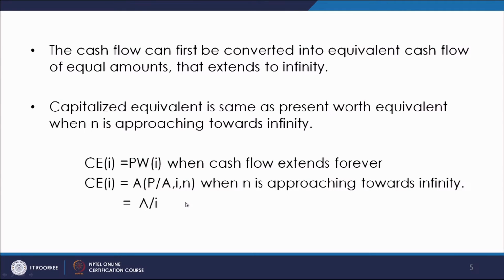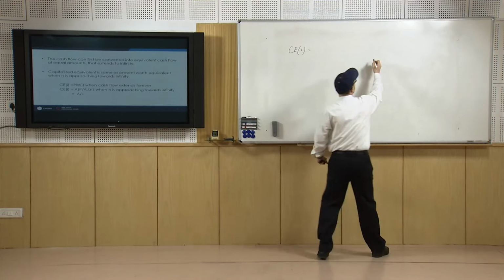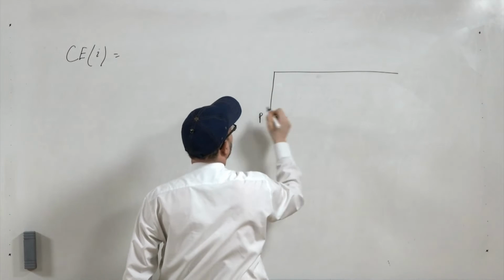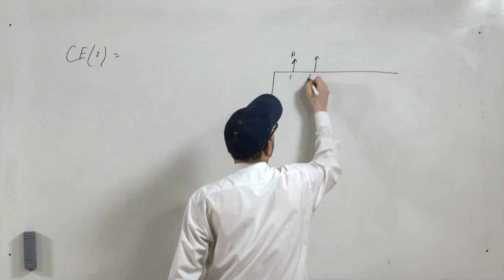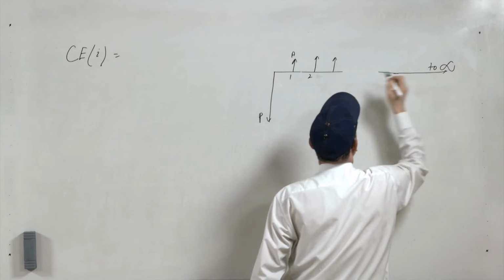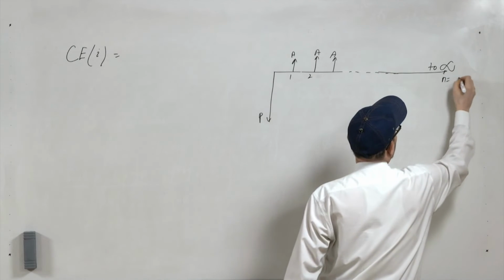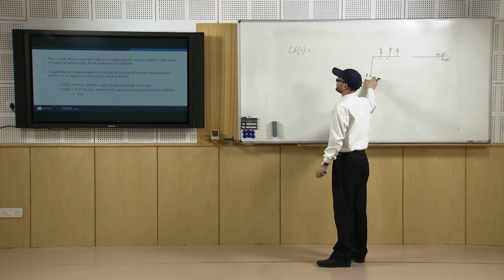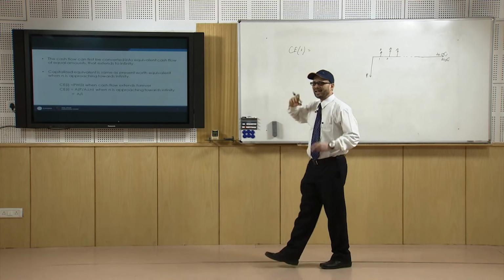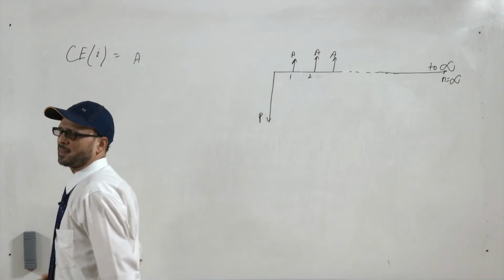So, n is moving towards infinity. So, you can write as CEI as A times P by A I n. Now, what you see is capitalized equivalent at rate of interest I, it is nothing but the present worth. You need a P which will give you certain A forever. So, n is infinity. So, you need this present amount, the equivalent present worth when n is moving towards infinity. So, once you know the A can be multiplied with P by A I n.